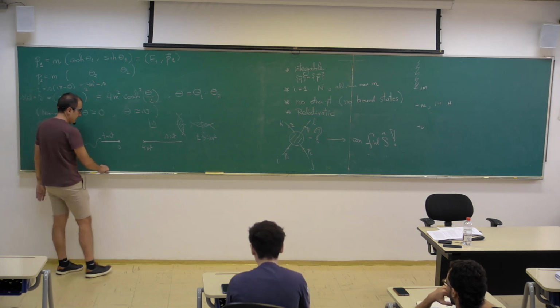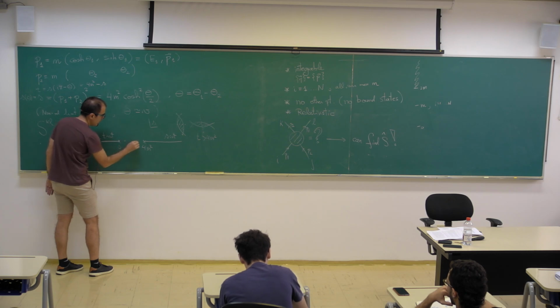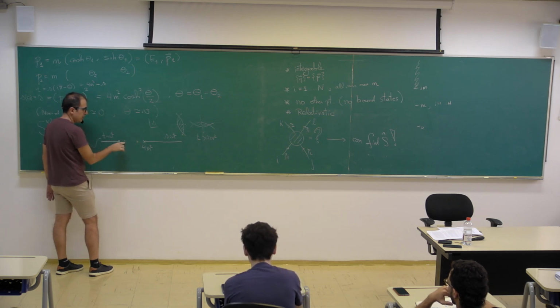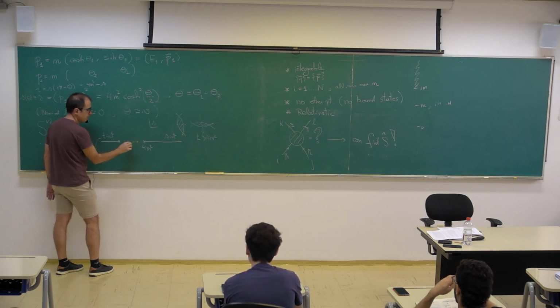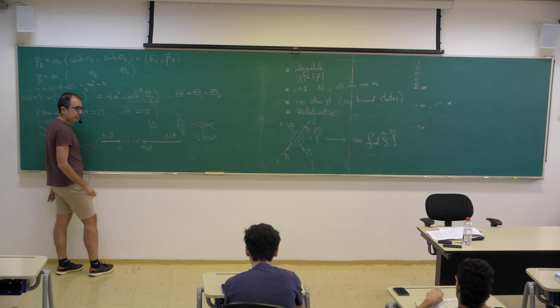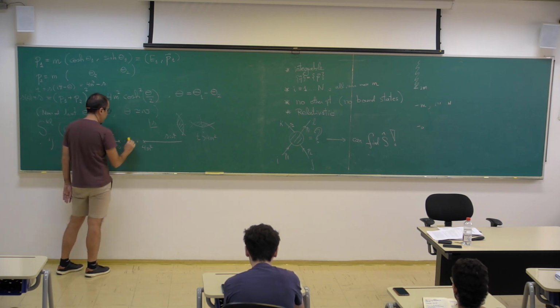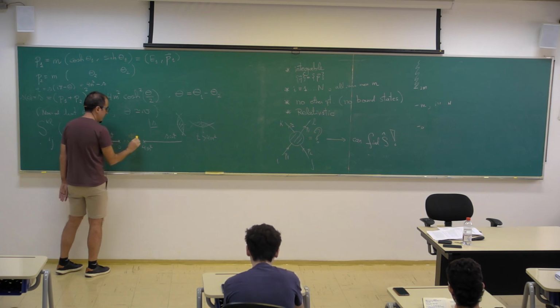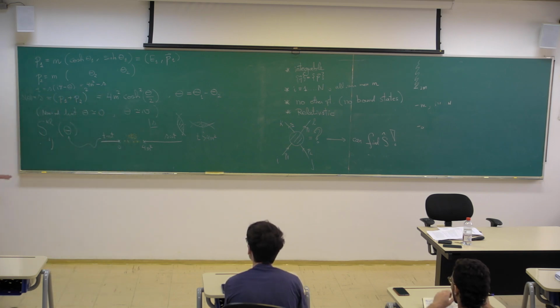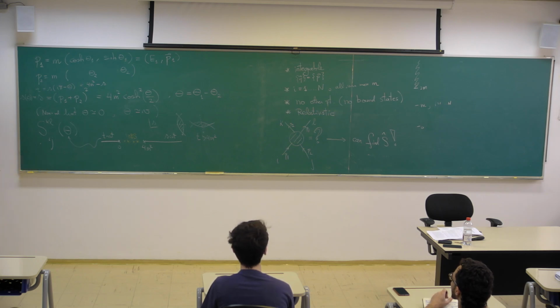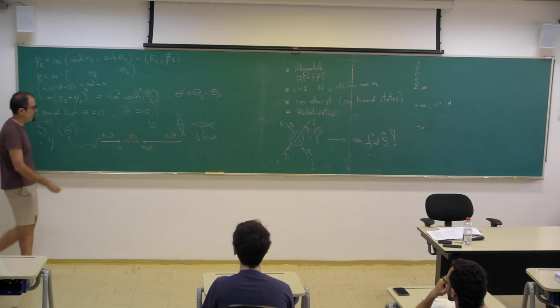If there were bound states, there would be a bunch of poles here: the pole and the cross pole. A bound state would be here. But here there's nothing because there are no bound states. So no poles are to be expected there. So nothing here.